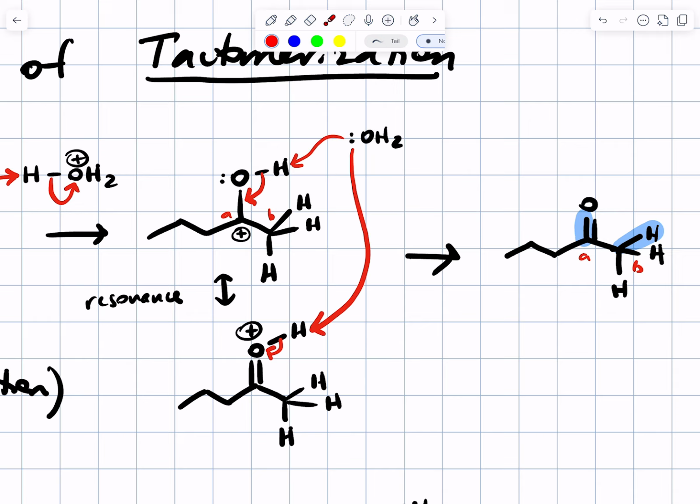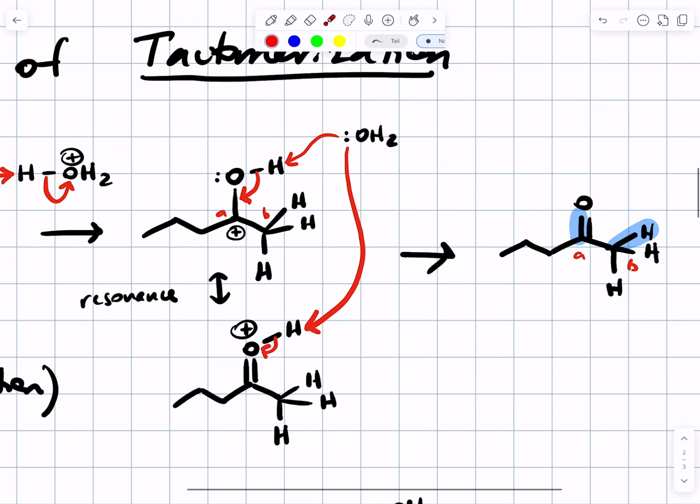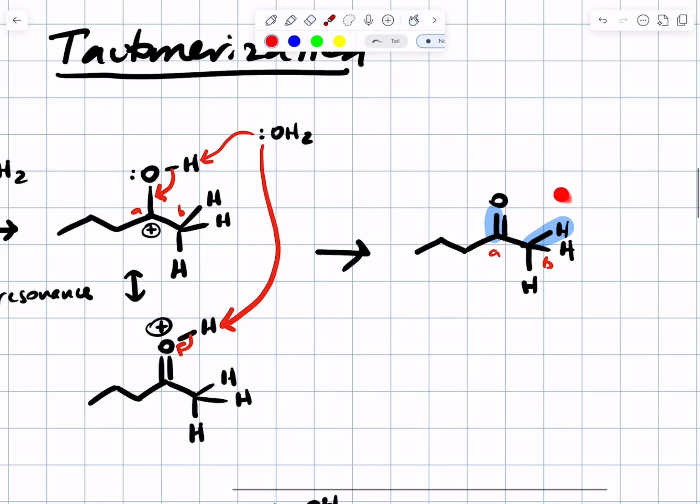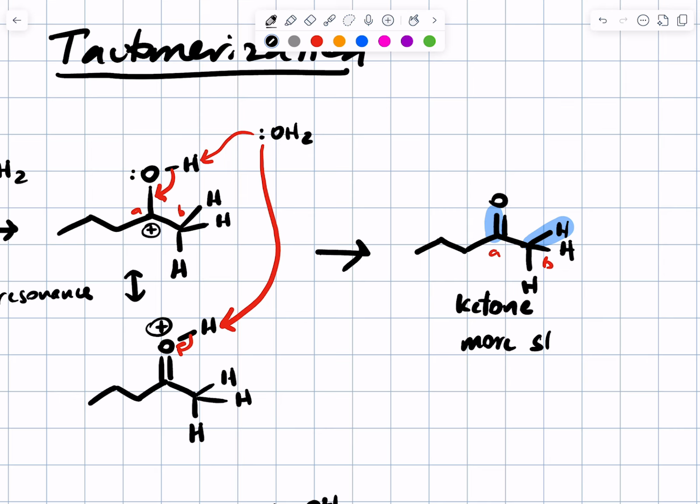We're removing a proton that's beta to a positive charge. In contrast, the one below looks just like a typical acid-base reaction. Water removes the proton from the positively charged oxygen. You get your ketone product, which we've said is more stable than the enol, and that's why it forms.